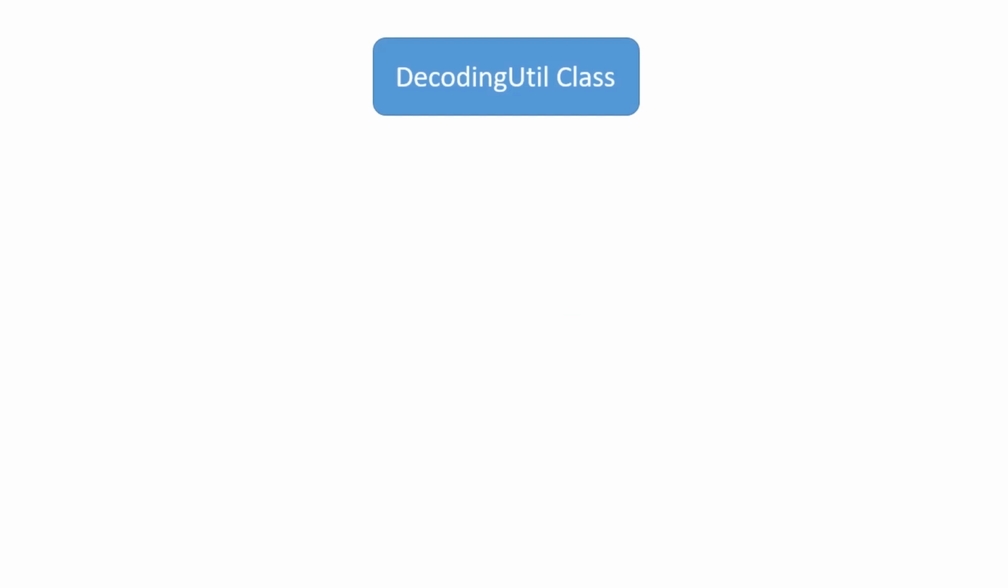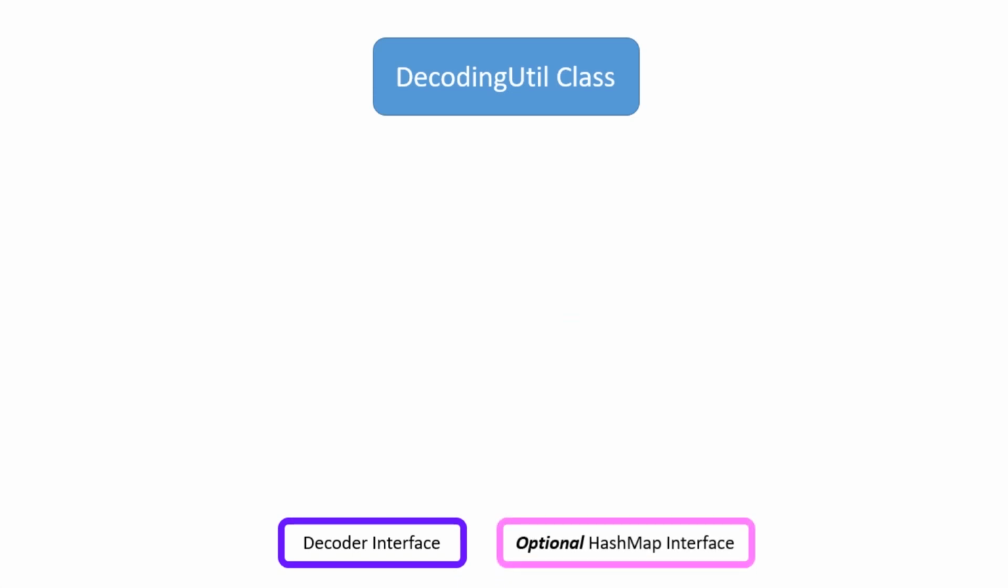So we need to visualize our new decoding utility class, and how can we visualize it? First, we have our decoding utility class. We're simply announcing it there, and we will start by making a new decoder interface. We will also have another interface, an optional interface for the hash map, which is related to the data, like date, type, and country. Now we have added our two interfaces, which we will be using later on.